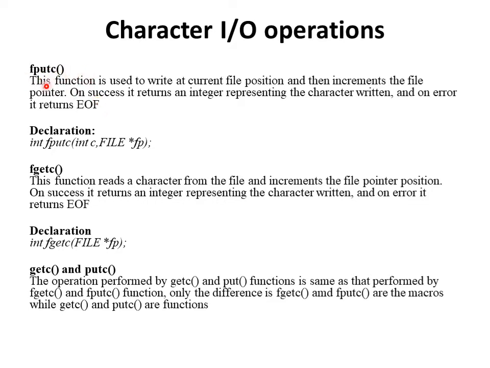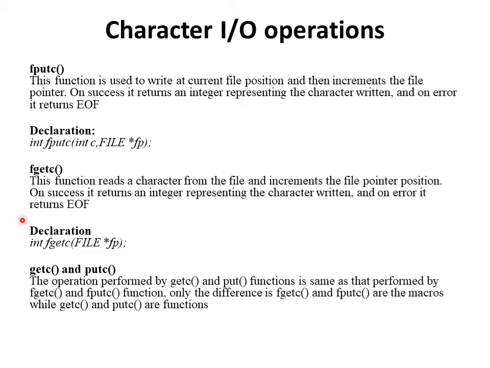This function is used to write at the current file position and then increment the file pointer. On success, it returns an integer representing the character written, and on error it returns end of file. That means it will point to the current file position. The declaration is int fputc(int c, FILE *fp). If it is end of file, it gives an error, and if it is right, it returns an integer representing the character.